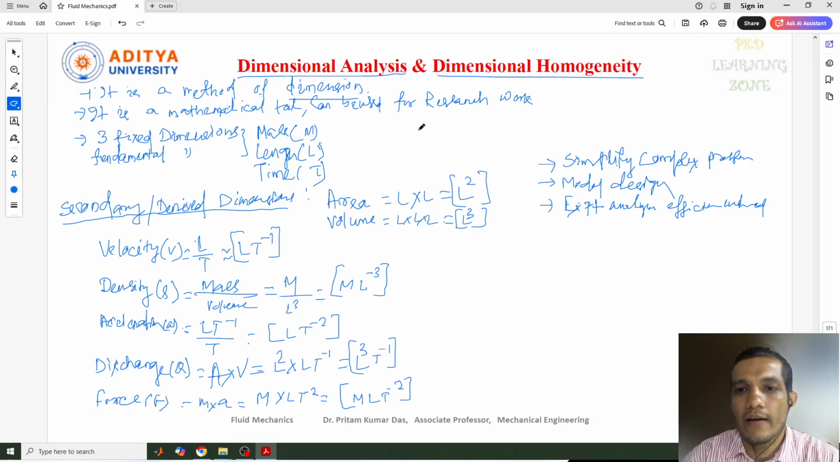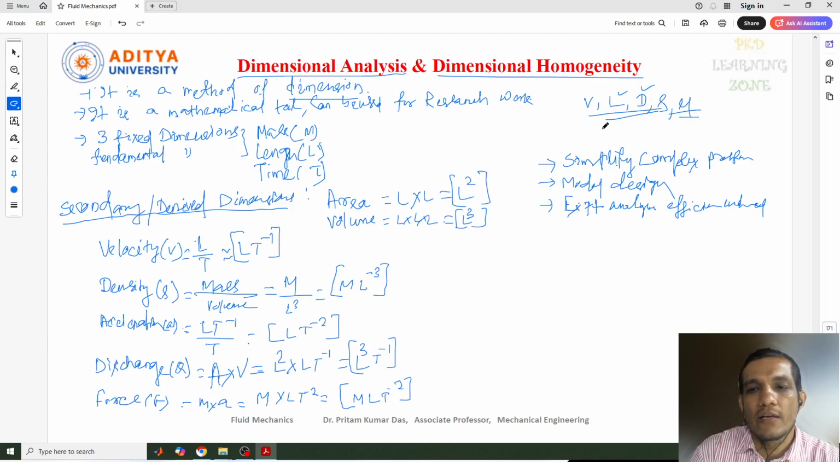Now suppose fluid is flowing within a pipe or in an open channel. There, what is the velocity of the fluid, what is the length of the pipe, or what is the diameter of the pipe, and what is the density of the fluid? All these are parameters related to the fluid, correct? The length and diameter are there, and apart from that the viscosity will be there. So by considering all these parameters, we can do dimensional analysis. That's why it is important.